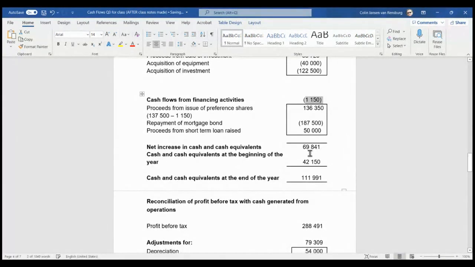So that should give us 69,841. Can you just confirm if it does add up correctly, ladies and gents? Just a yes or a no? Hopefully it's yes.